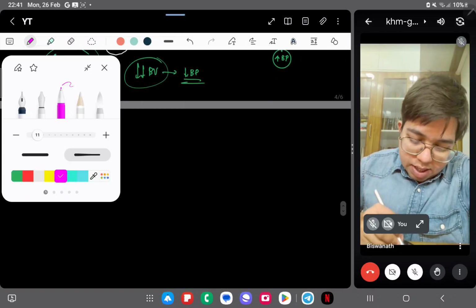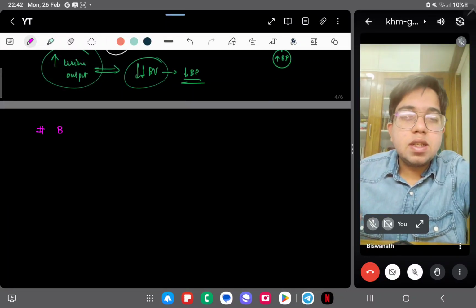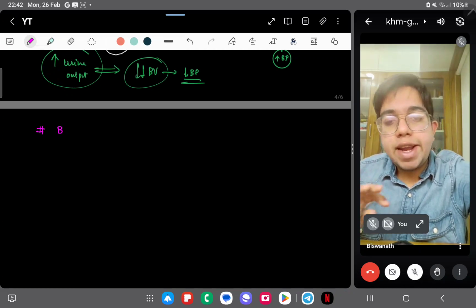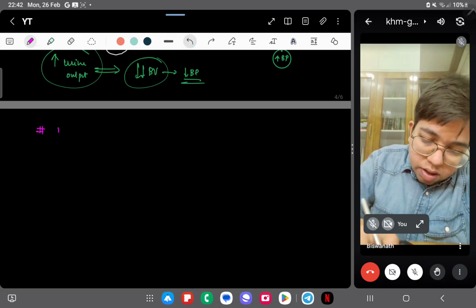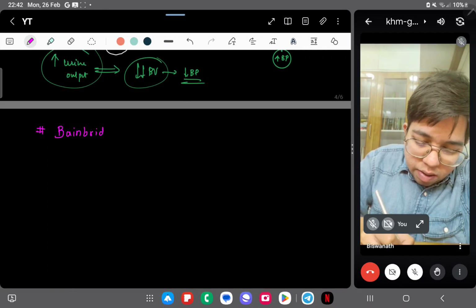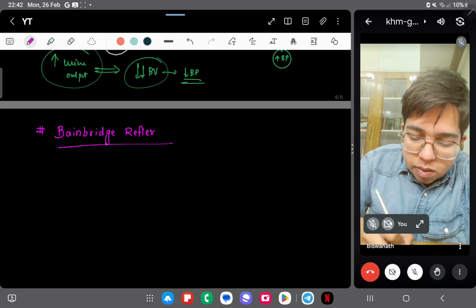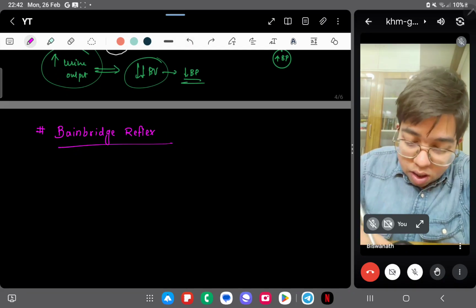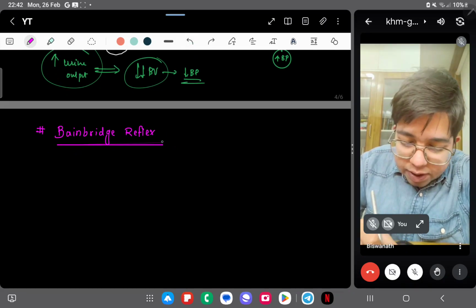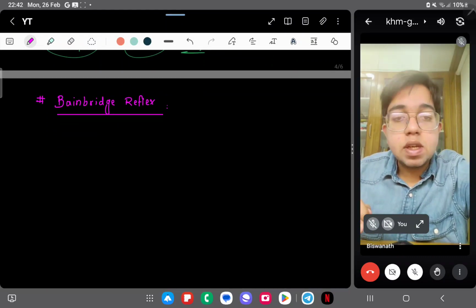We have another thing to discuss. You can just say it's a variant of this atrial reflex, that is the Bainbridge reflex. Let's write it in big words. Bainbridge reflex. Another one. You must have heard this term, very famous.